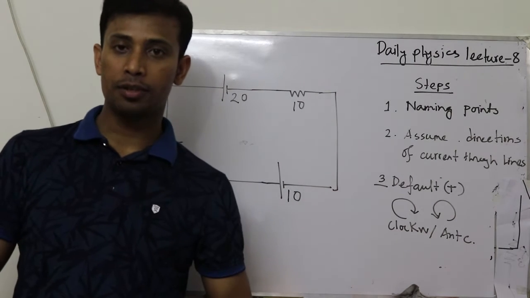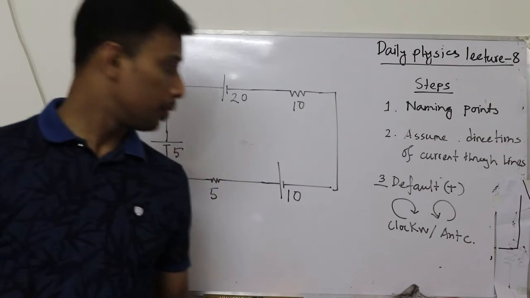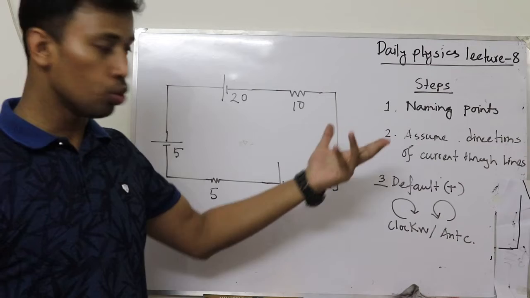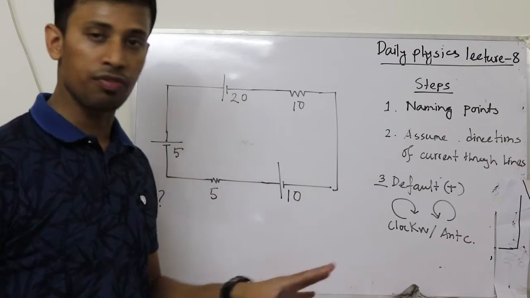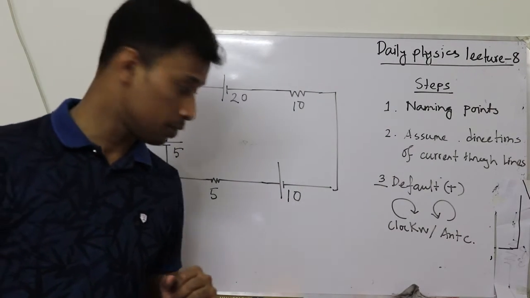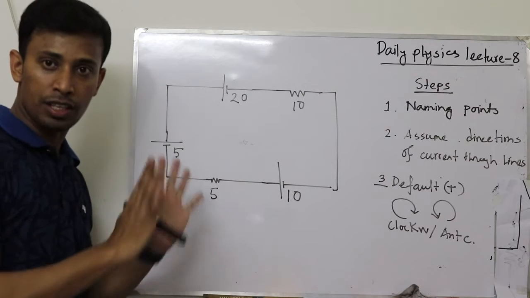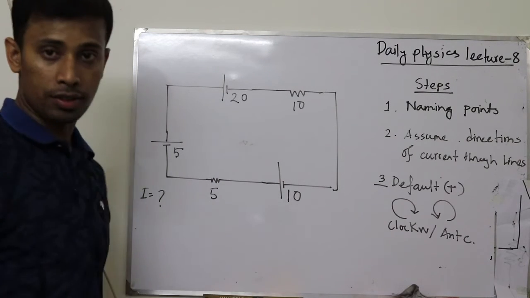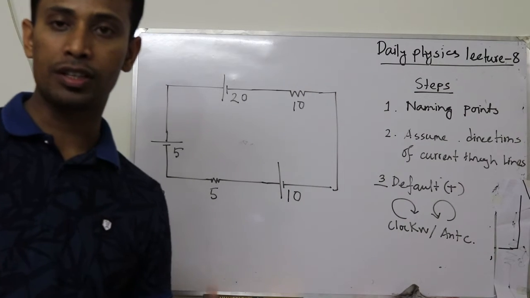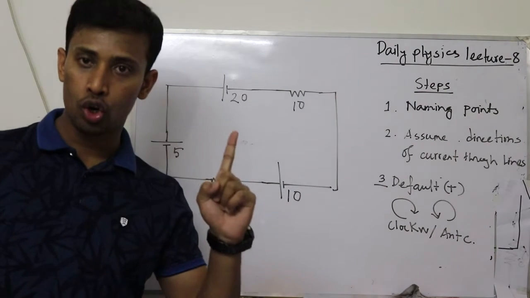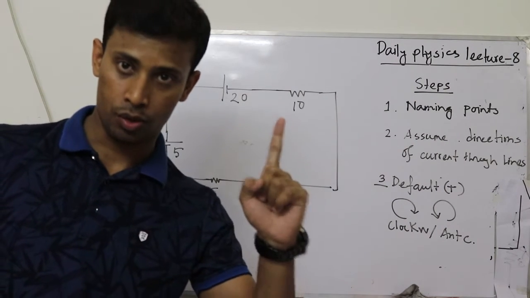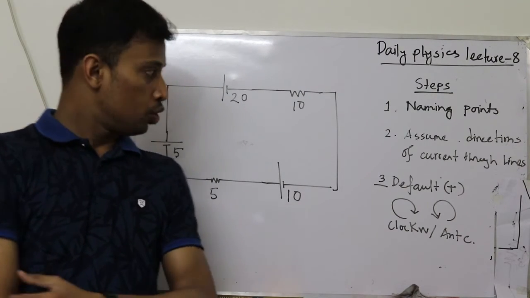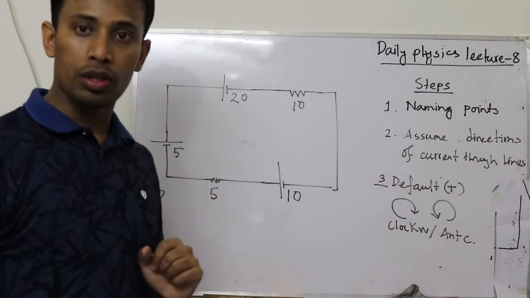So let's solve the circuit by using Kirchhoff's law. Okay, so these are the steps. Step 1, naming points. Step 2, assume the current direction, and step 3, default direction, either clockwise or anti-clockwise. So here is a circuit, a very simple circuit. We have 1, 2, 3 cells here, and we have 2 resistors. As it's a single loop circuit, obviously we have one line and one current. Okay, as it's a single loop. So now let's use the steps.